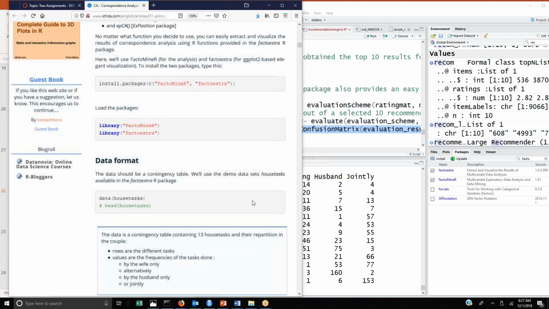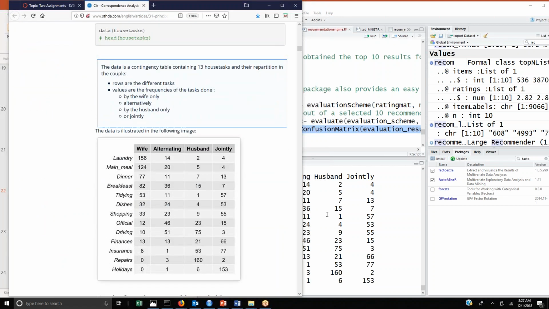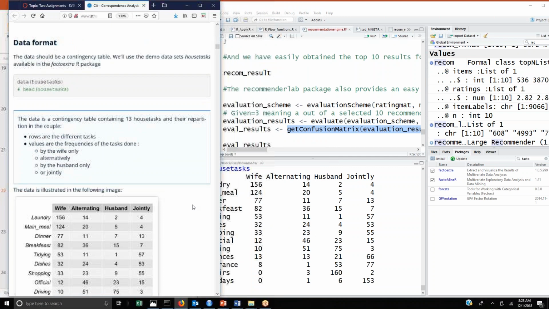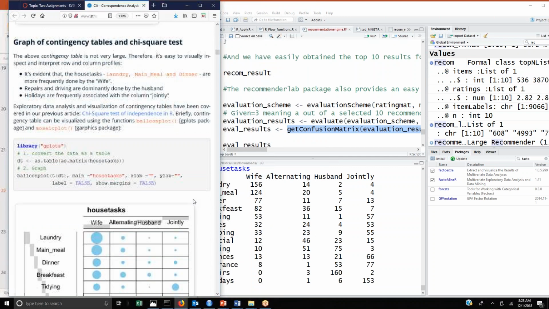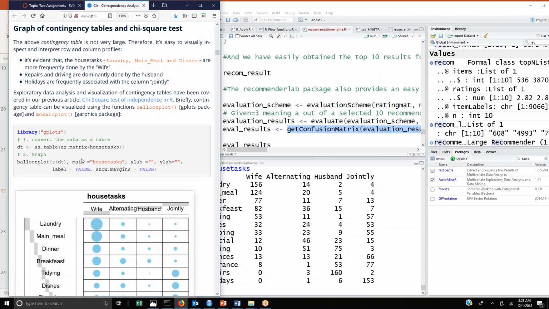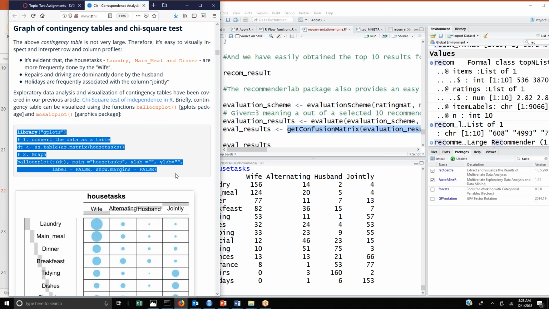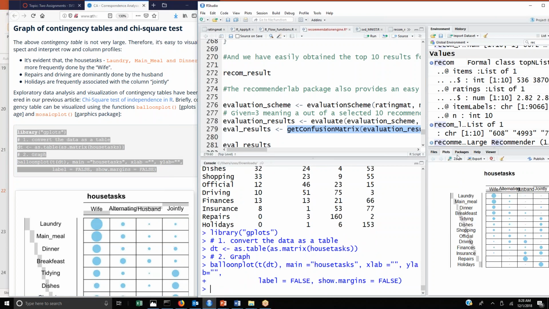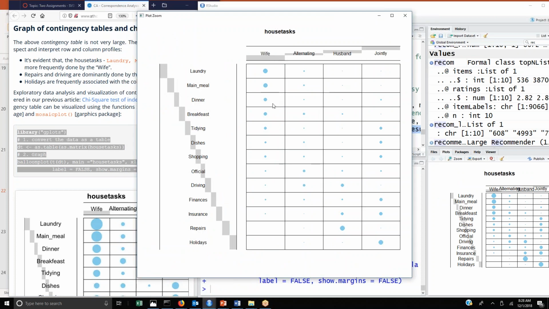Fine. So I got the data. Did you see this one? This is what I called in right now. Everything is the same. Let's do a little bit of plotting. I convert this housetasks data into a matrix format so that I can use it in a balloon plot. You see this one, zoom in, and this is what we got.